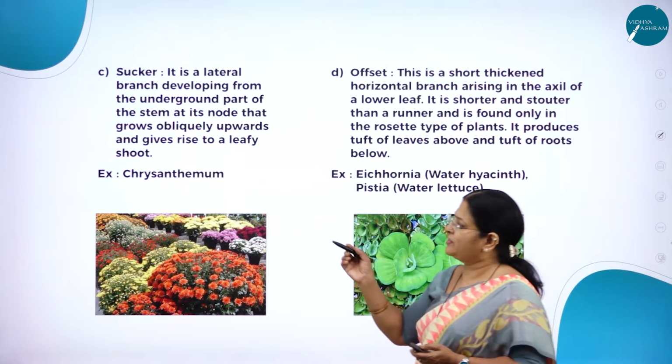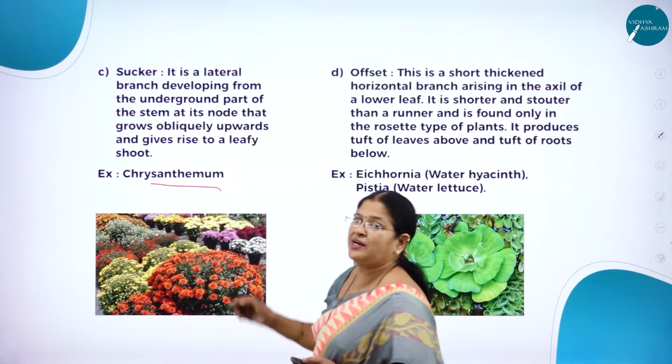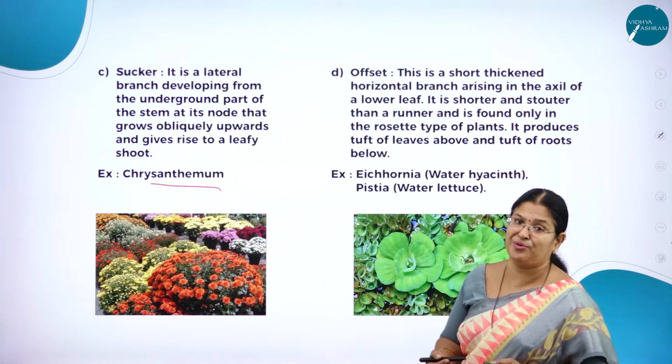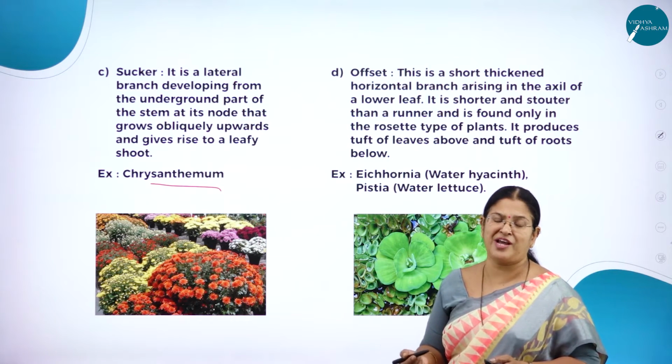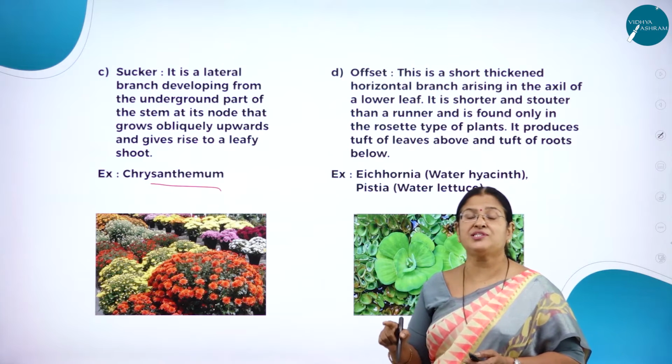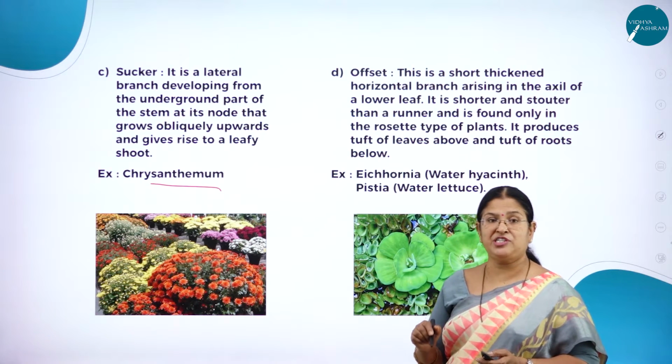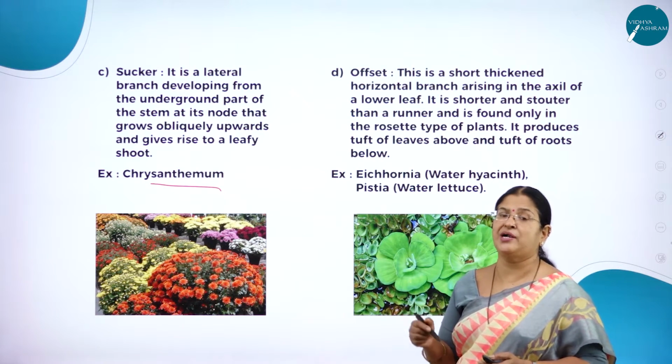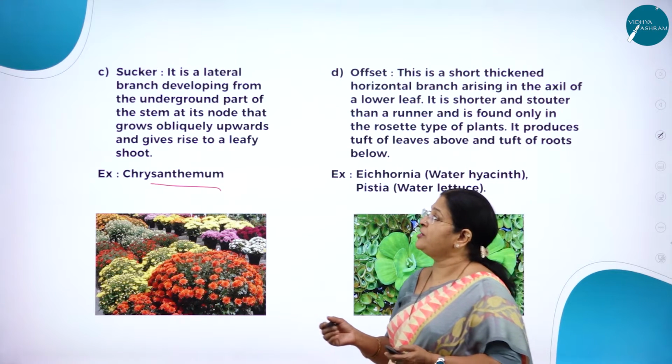Moving on, the next very important example for subaerial modification is sucker. I think all of you might have come across chrysanthemum. It is a very common flower which we come across in our everyday life. So sucker also is an example of vegetative propagules, which take part in the process of vegetative reproduction.